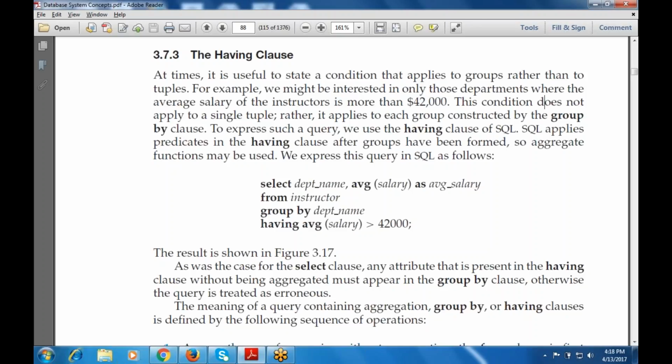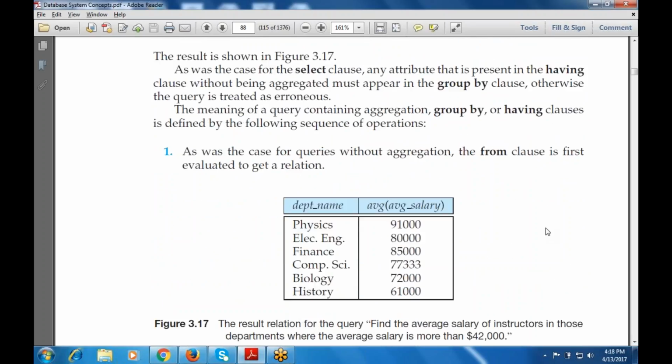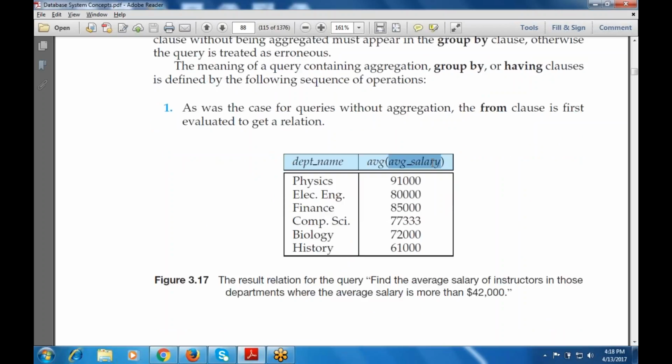The meaning of a query containing aggregation, group by, or having clauses is defined by the following sequence of operations. As was the case for a query without aggregation, the from clause is first evaluated to get a relation. Department name, AVG salary: physics 91,000, electrical engineering 80,000, finance 85,000, computer science 77,333, biology 72,000, history 61,000.